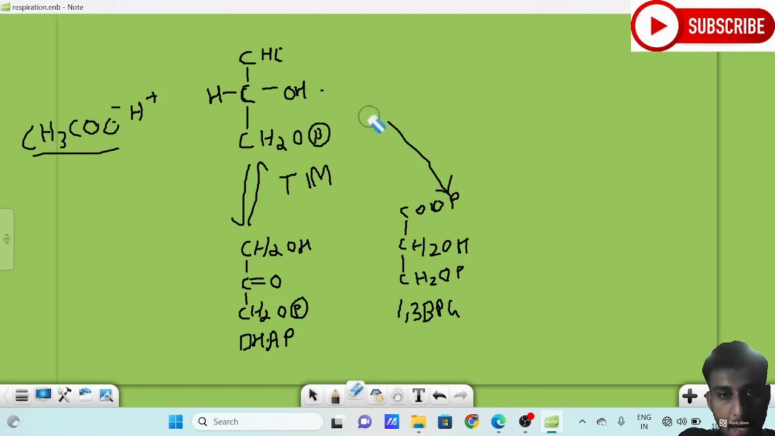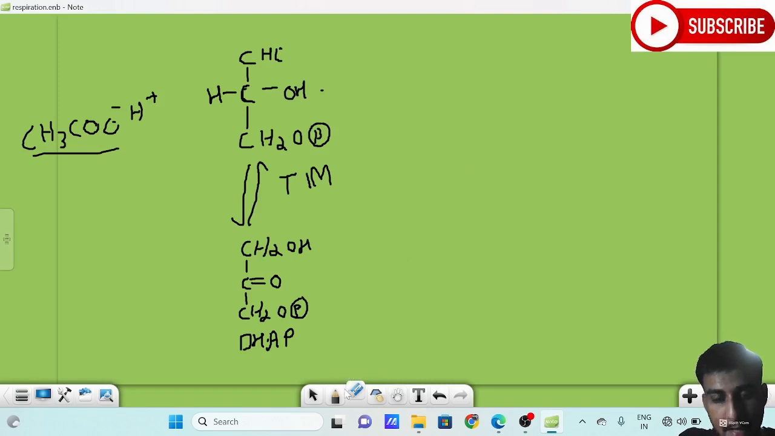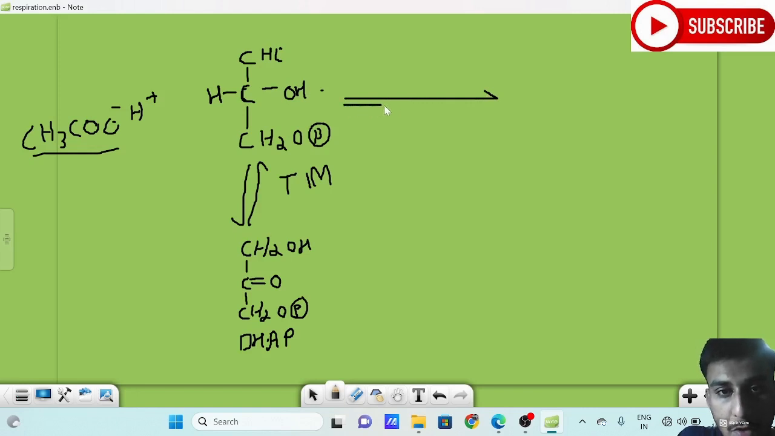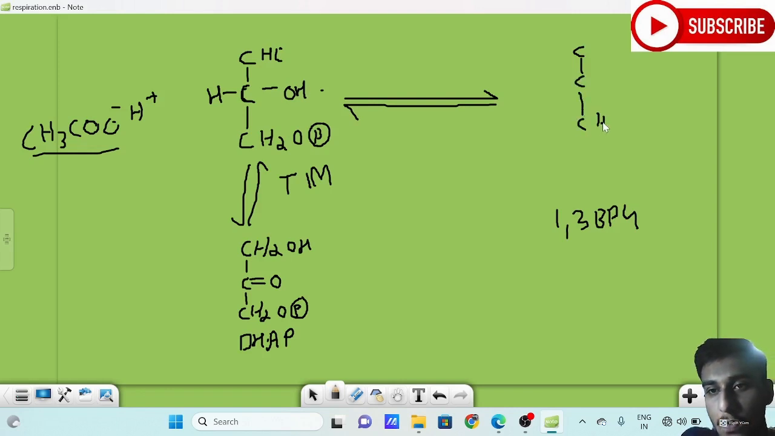phosphoric acid. Okay, I will once more draw the structure very neatly, so you should write this in your notebook. You should also remember that they exist in equilibrium. I will draw once more the structure of 1,3-BPG. It is a 3 carbon, 1, 2, 3, CH2OP, here COOP and CHOH.